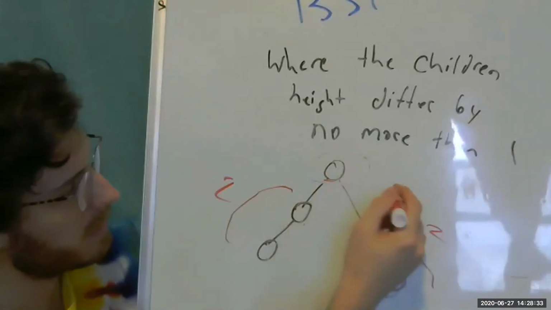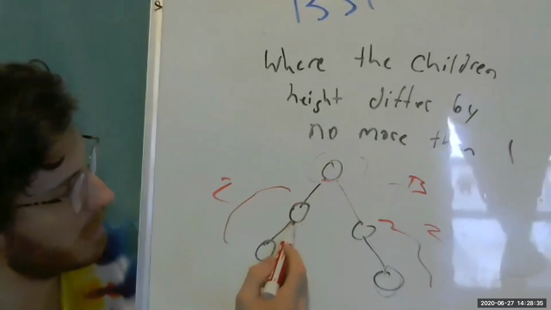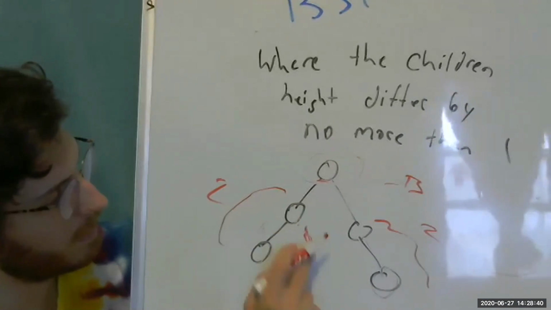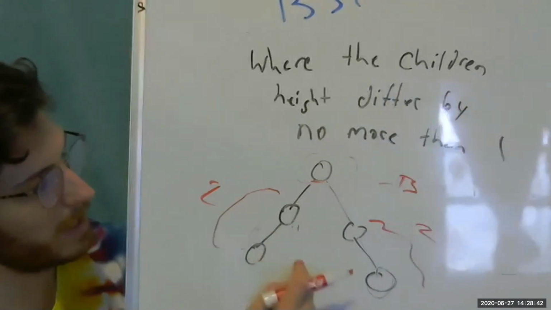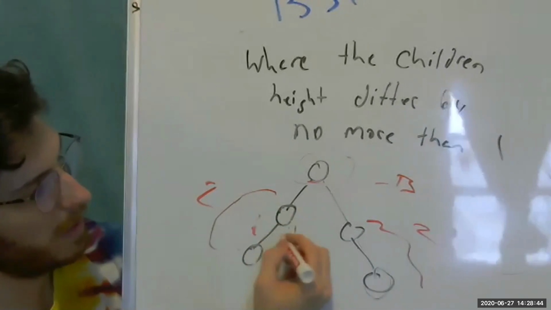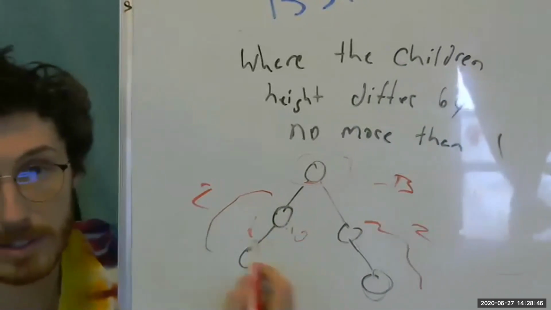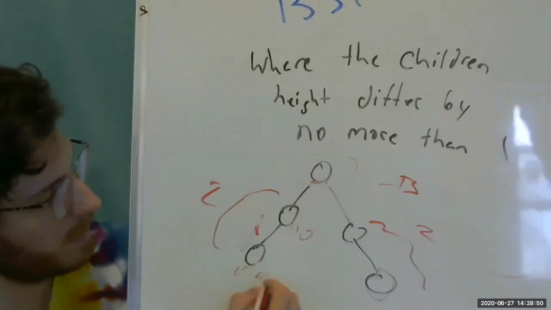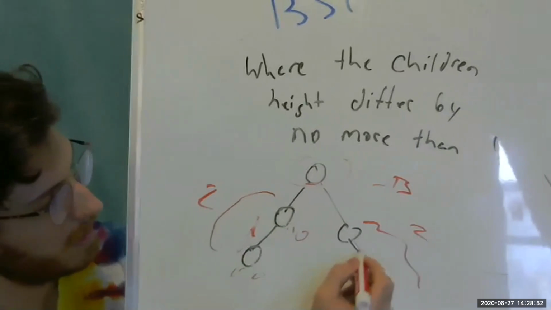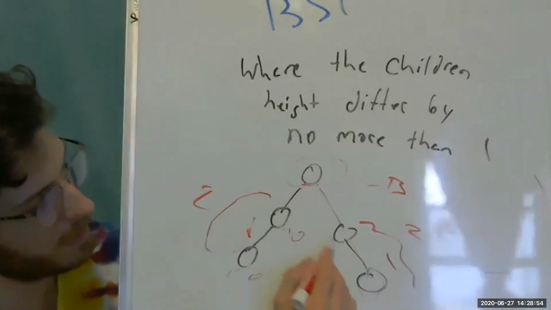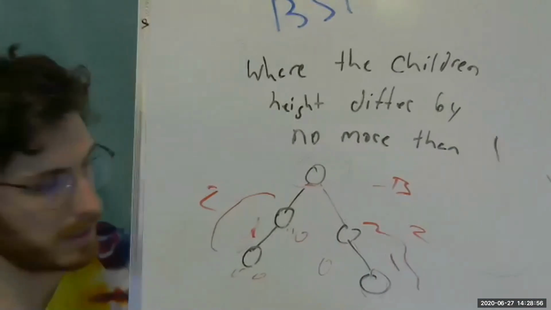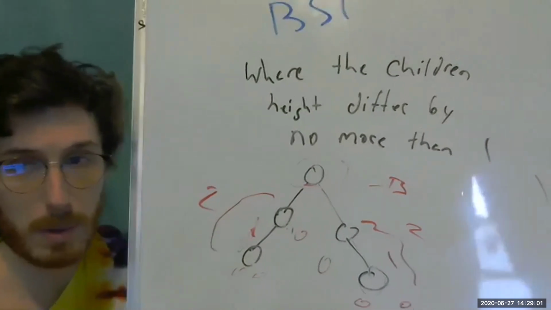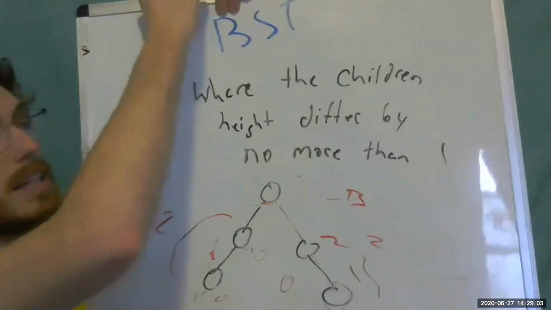This node is balanced. Put a B there. Let's look at this subnode. This has a height of 1 and 0, right? That's balanced. That's only different by 1. This one is 0 and 0, so that's balanced. This is 1 and 0 because there's nothing there, so that's balanced. And this, I would say 0 and 0, so that's also balanced. All right, let's try one more.